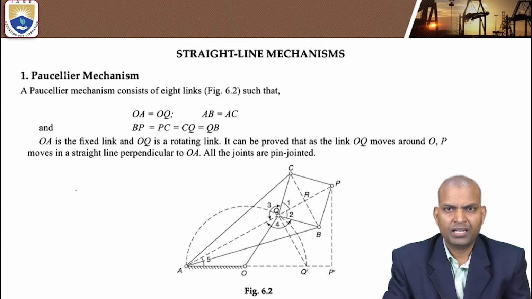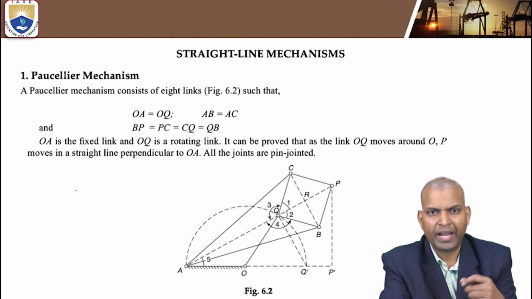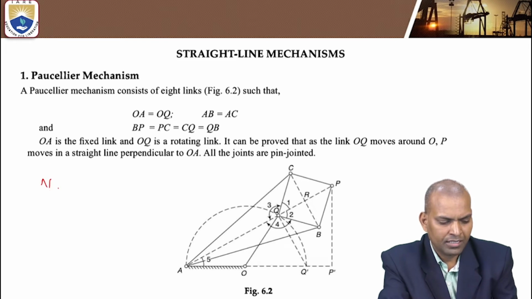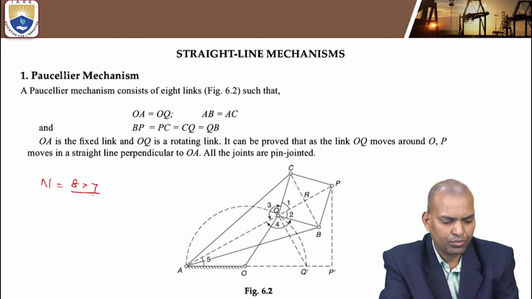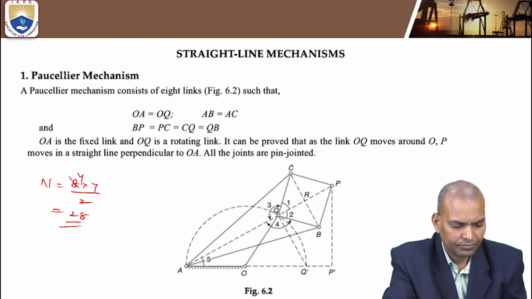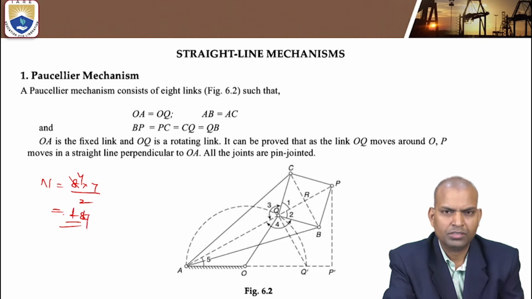This Peaucellier mechanism is an 8-link mechanism. If you understand the concept of instantaneous centers, how many instantaneous centers are there for an 8-link mechanism? Again, 8 into 7 by 2, that is 28 instantaneous centers. So, 14 for the Peaucellier mechanism.